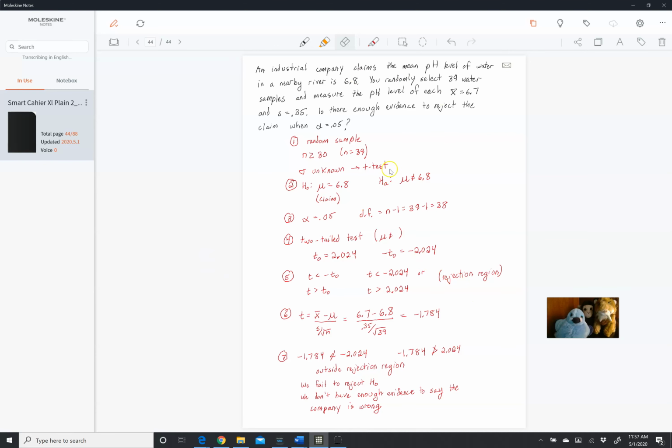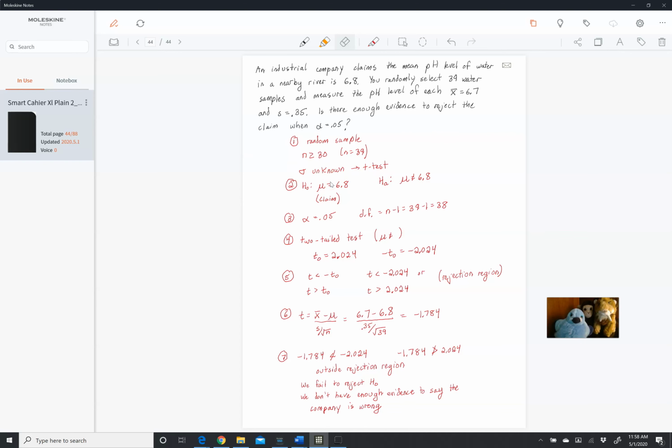And the standardized test statistic that we're using is going to be based on whether the sigma is known or unknown. If it's known, then we're going to be using z-scores. If it's unknown, then we're going to be using these t-values. Okay, so that's what we've done so far.